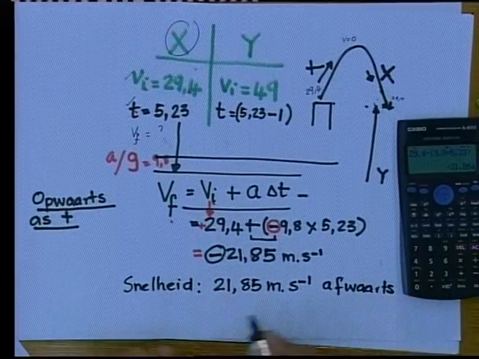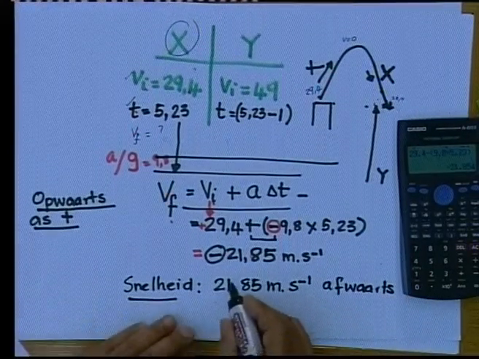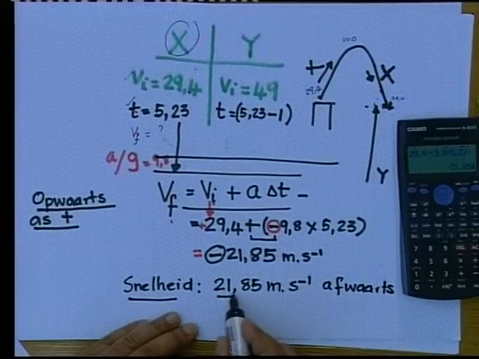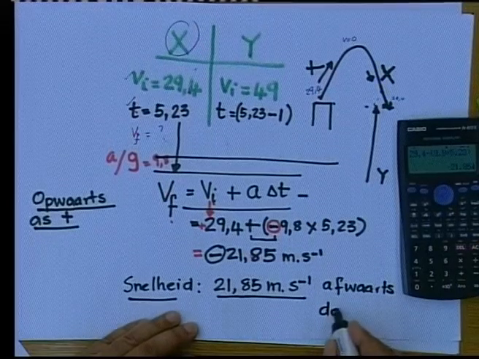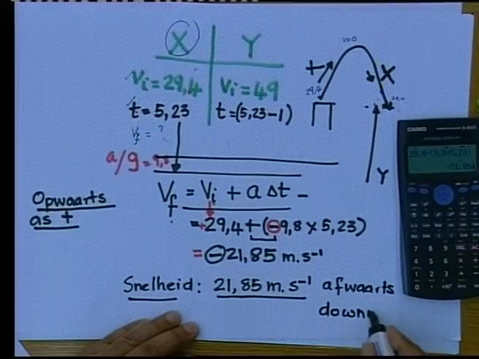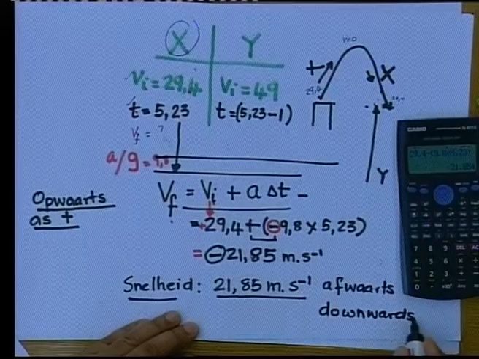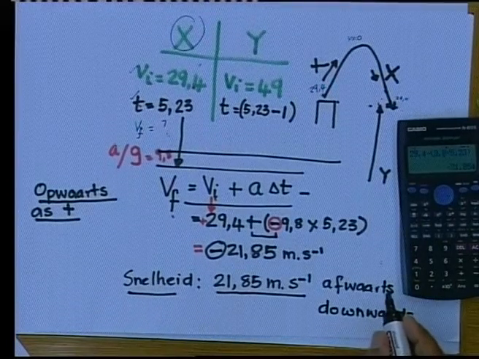You got it. So the velocity was 21,85 meters per second in a downward direction. Please write this down so the examiner can see it clearly.